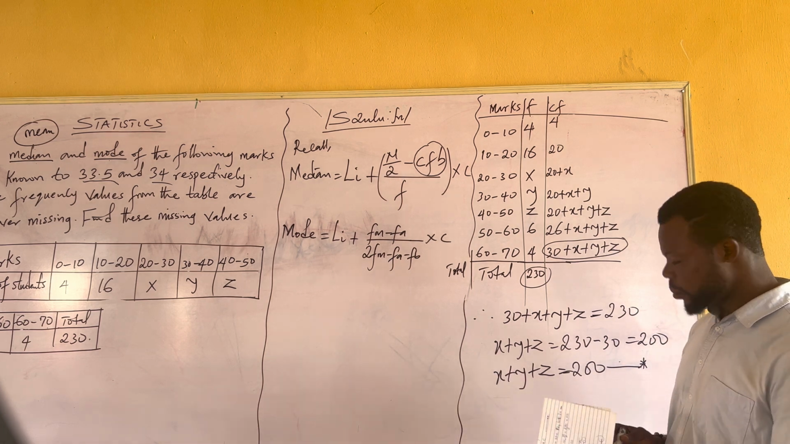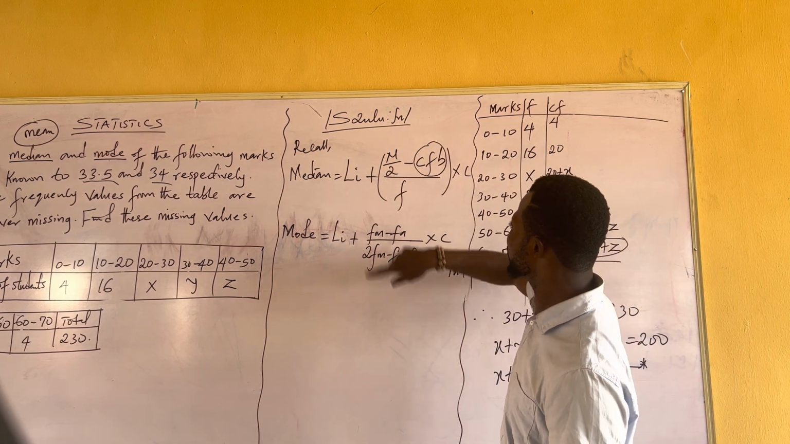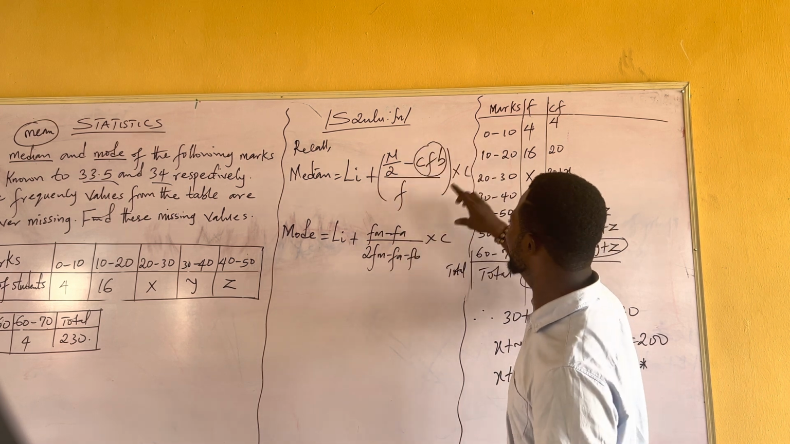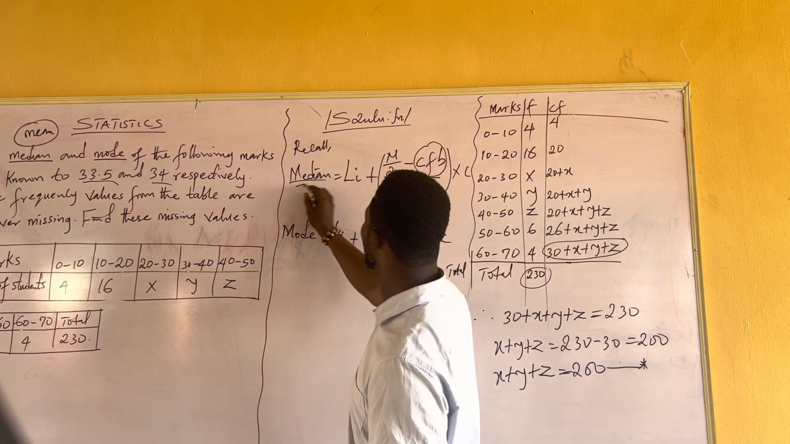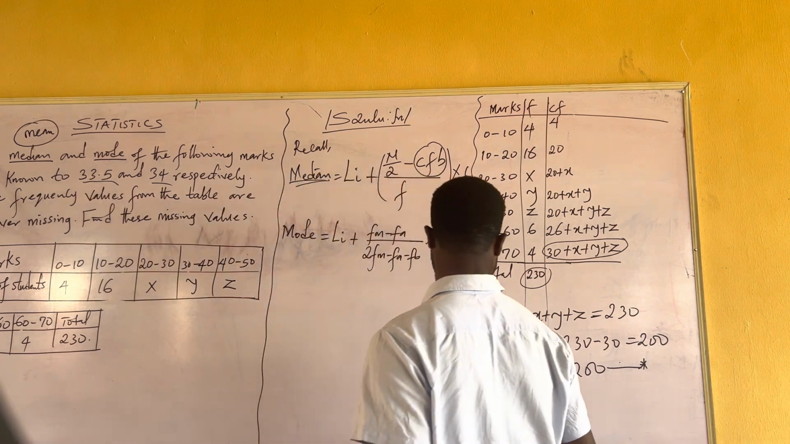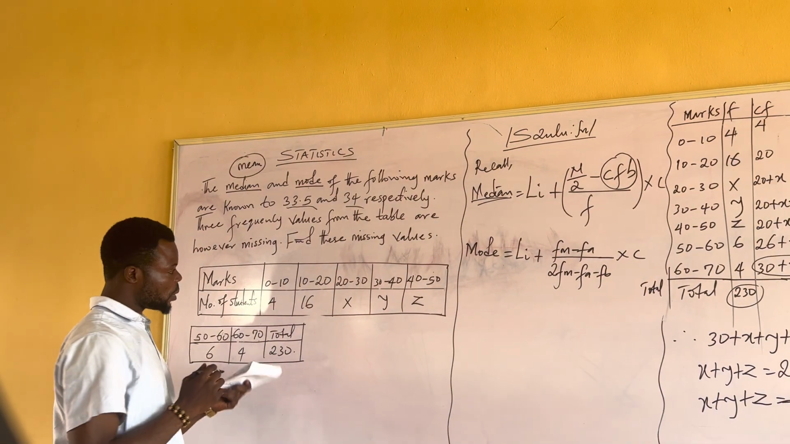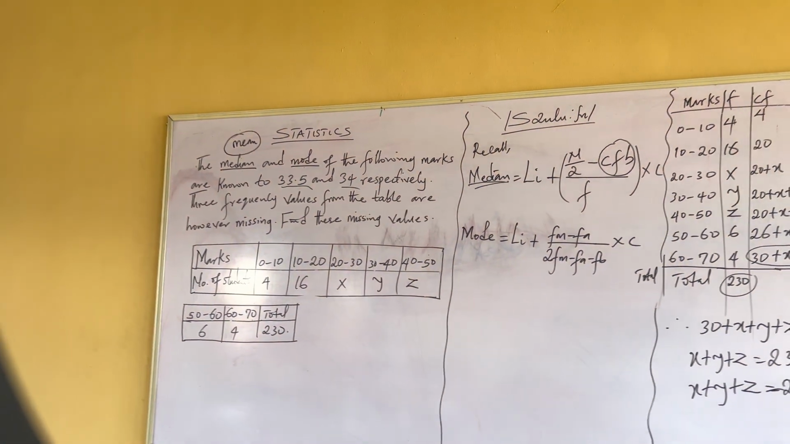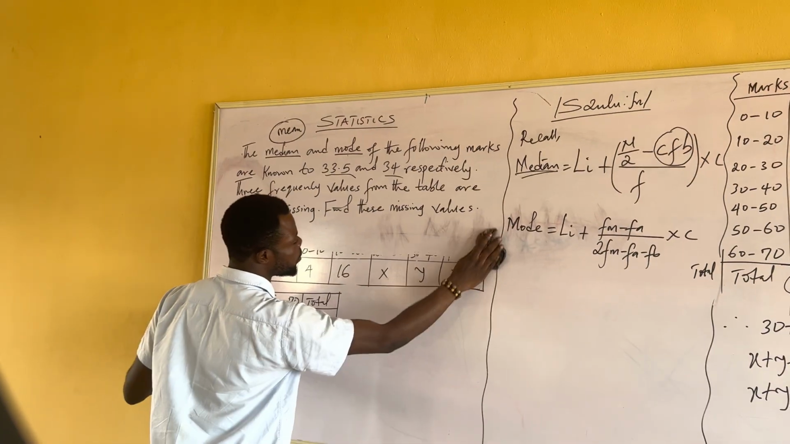So now, let's find the value of CFB, F, Li, N over 2. Then we substitute everything into this formula. We equate it to this median, and the median is given to be 33.5. How do we do that? So let's come here. So far we've created another table. We can clean this table. So let me clean this table.